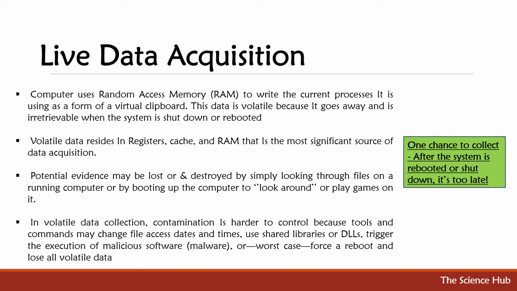In volatile data collection, contamination is harder to control because tools and commands may change file access data, dates, and times, use rare files, libraries, or DLLs, trigger the execution of malicious software or malware, or, worst case, force a reboot and lose all volatile data.